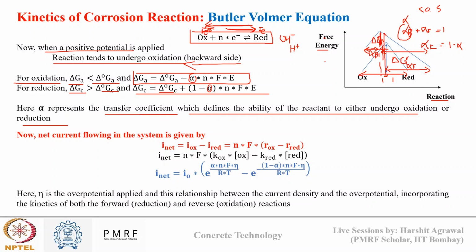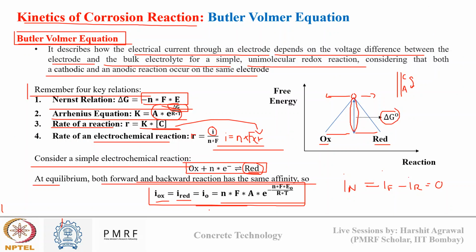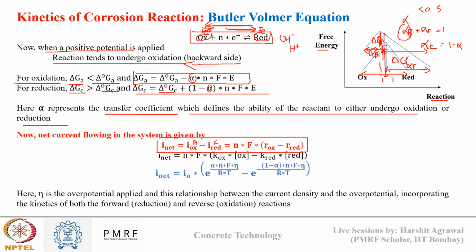Now since the rates of forward reaction and backward reaction are different, we will have a net current flowing in the system, which is nothing but I net is equal to I oxidation minus I reduction. This is my backward reaction current and this is my forward reaction current. Knowing the equilibrium relationship that we derived here, if we substitute both I oxidation and I reduction, we'll get the net current flowing in the system.